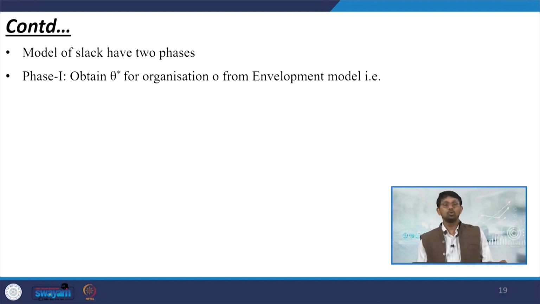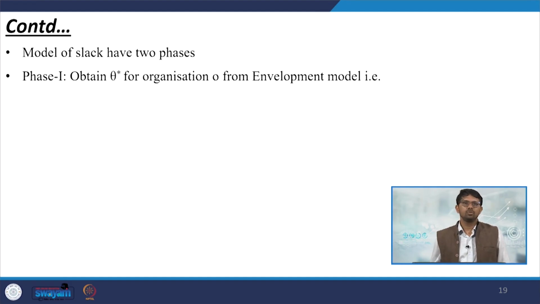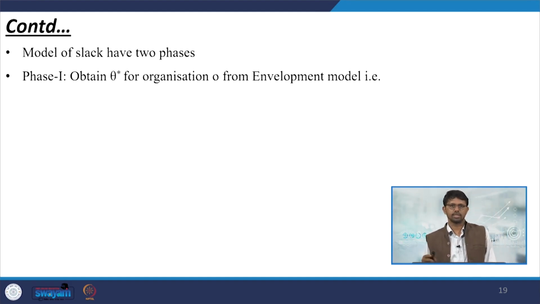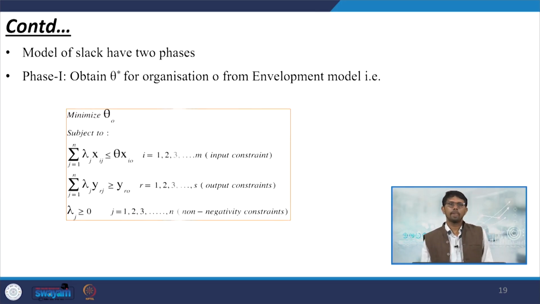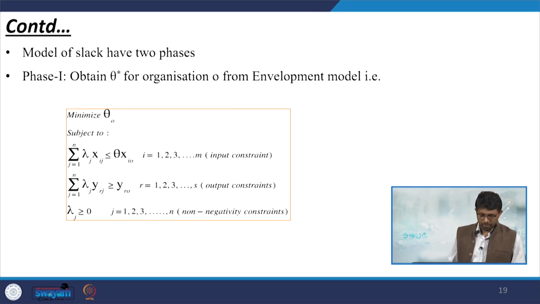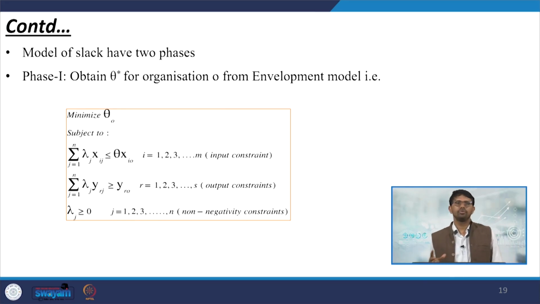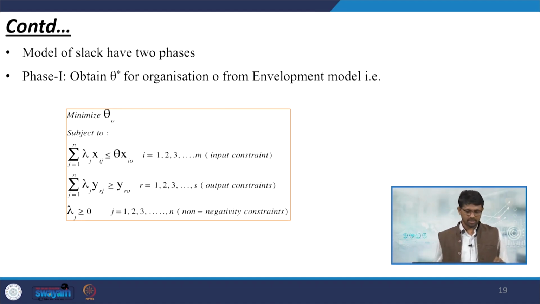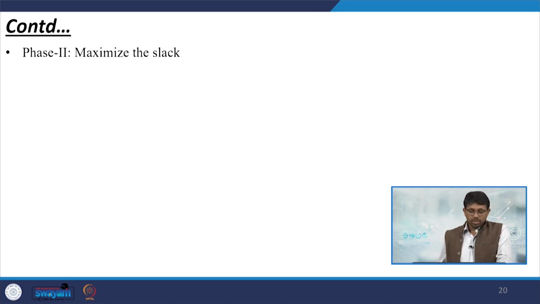The model of slack has two phases. Phase 1 obtains theta star for organization O, that is the DMU unit, from the envelopment model. This is how it looks. We have started with the envelopment form, hence our target is to minimize theta, subject to the basic envelopment form we already clarified: its input constraint, output constraint and non-negative constraints. So, this is the first stage.